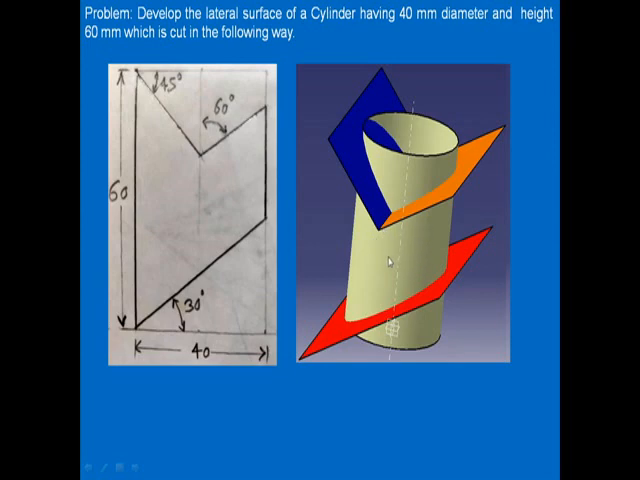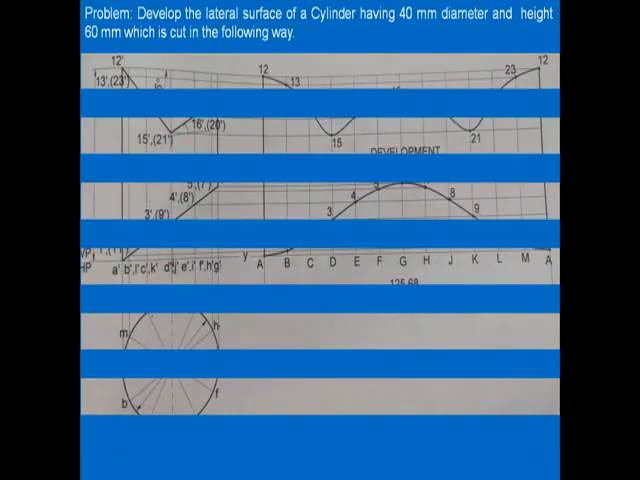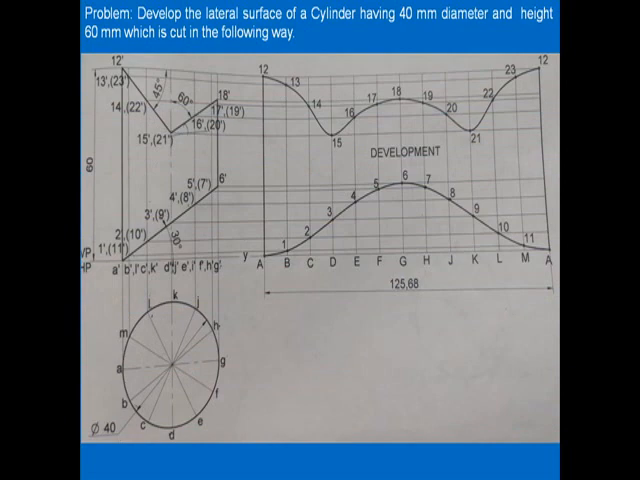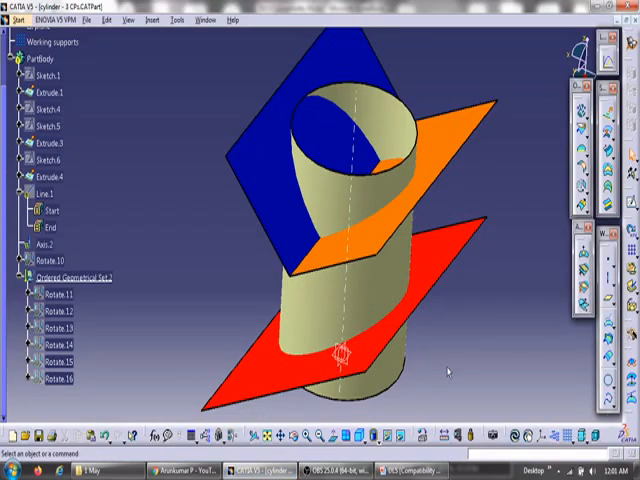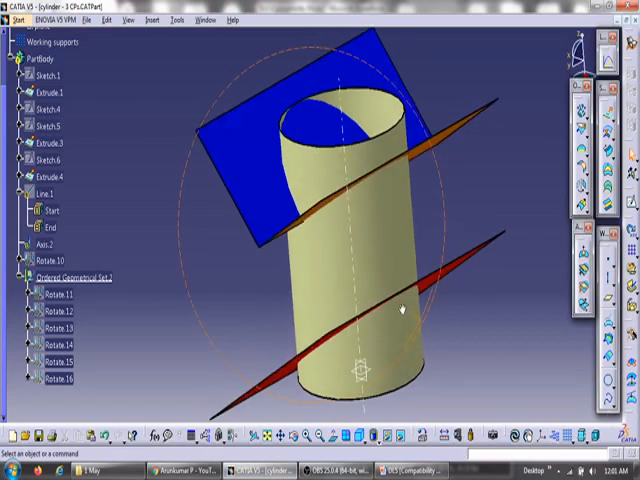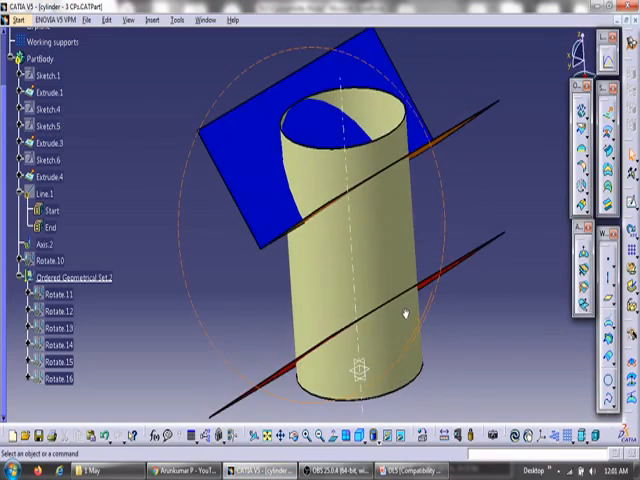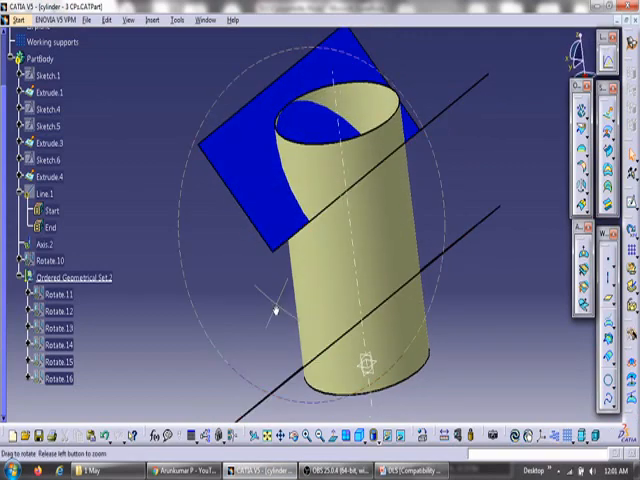So this would be the solution, but we'll come to this later. What I'll do now is I'll take you to CATIA straight away and I'll show you the actual 3D model that I've drawn. So you can see these section planes here.